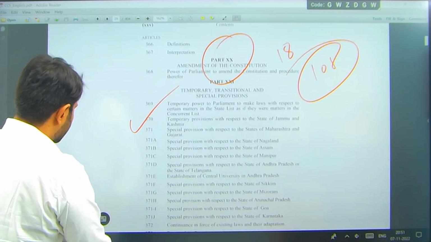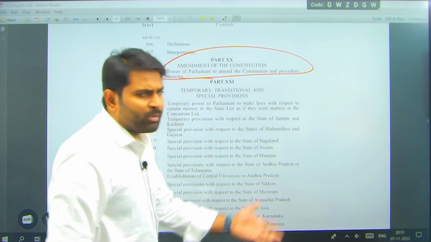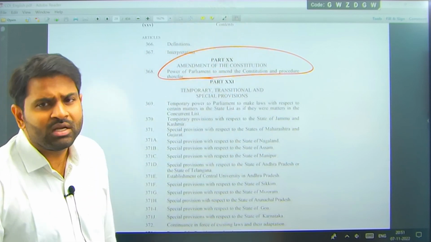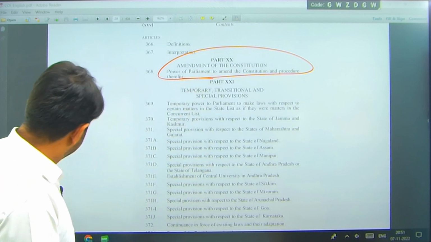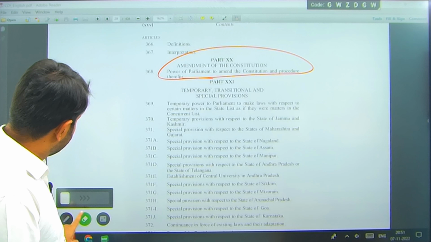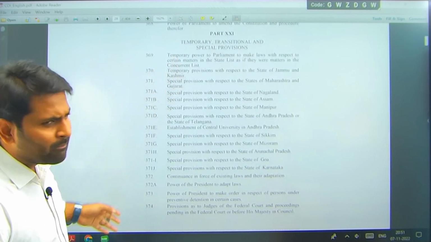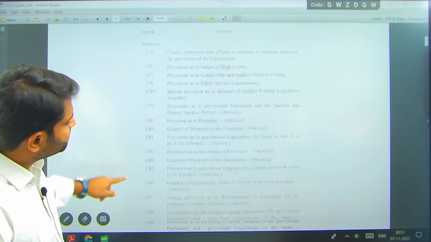20th part is very important, amendment to the Constitution. If there are any changes to the document which we saw up till now, that is done in part 20, right? 20th part of Indian Constitution. And next we have 21st part, temporary transitional. You can ignore 19th part and 21st part.